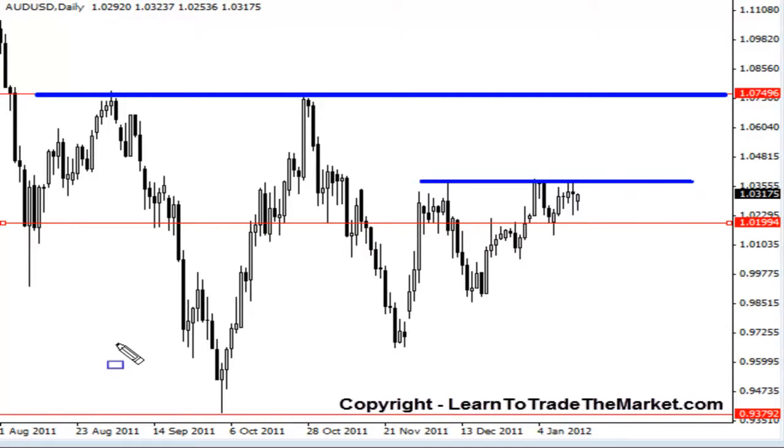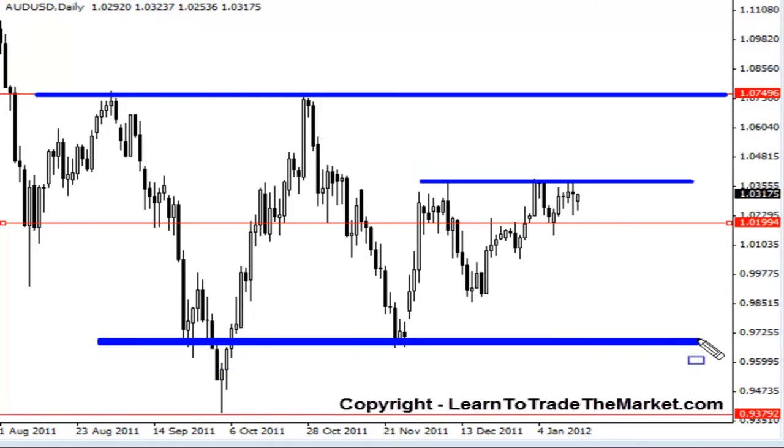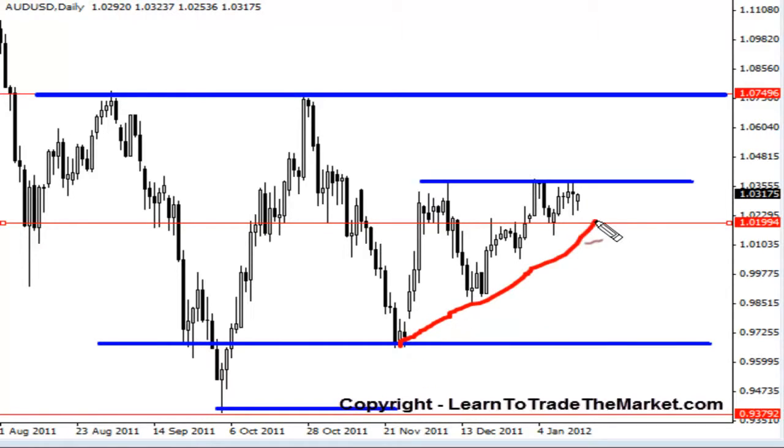We've got a long-term support level around that 95 region, and this was a false break of that level here, but we'll draw 93.80, 94, somewhere around there. So really we've got a sideways market overall, and the short-term trend is up at the moment within this broader range. As you can see, the market is slightly upward biased. We will need to see a breakout of this 103.80 level if we are to test the 107.50.